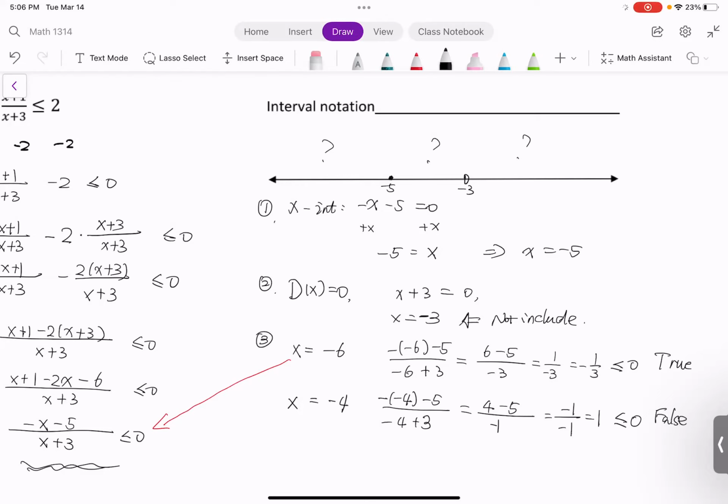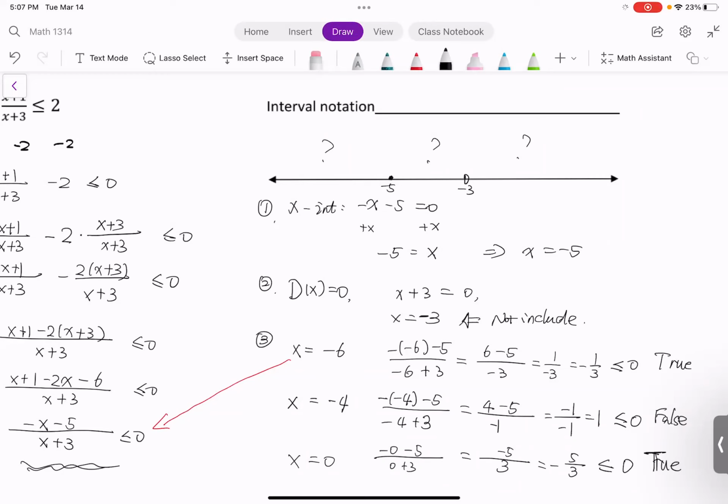And the last interval, x equals 0, because 0 is greater than negative 3. So negative 0 minus 5 over 0 plus 3. We have negative 5 over 3, which is a negative number. Is negative 5 over 3 less than or equal to 0? Yes, it is. Let's say true.